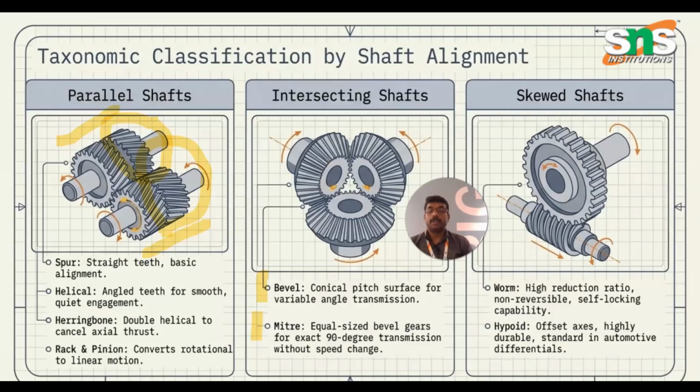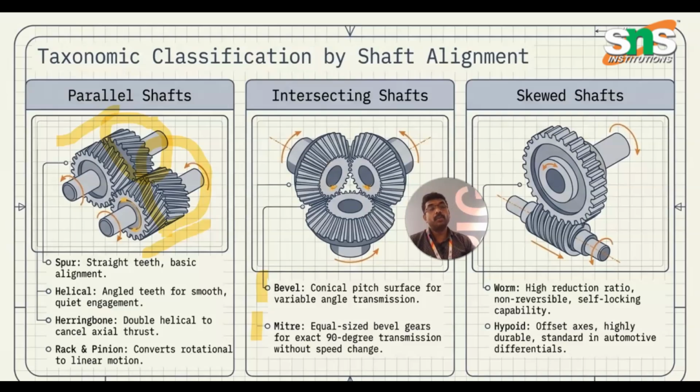And miter gear is all about taking equal size bevel gears. The difference between the bevel and miter is that we can have gears of different sizes in the bevel gears, and for the miter gear you must have all the gears in the same geometry, same size, because you need the exact 90-degree transmission without the speed change. For that, you have to go for the miter gear.